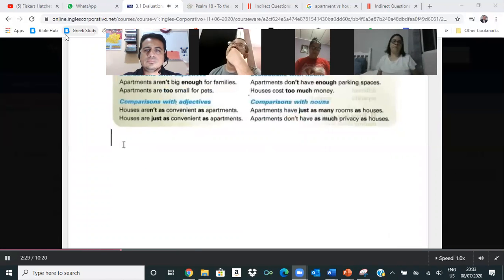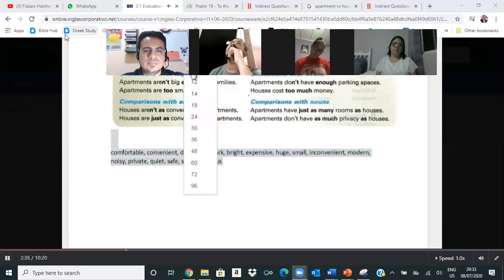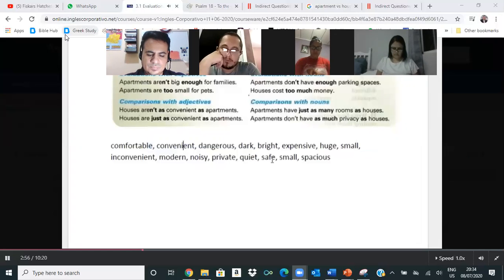And so what I'm going to do is write a lot of those words here, and then what I would like for you to do is to memorize this and maybe study them if you're not familiar with them. So for example, we have the adjectives comfortable, convenient, dangerous, dark, bright, expensive, huge, small, inconvenient, modern, noisy, private, quiet, safe, small, spacious. And I'm pretty sure you can think of many more.